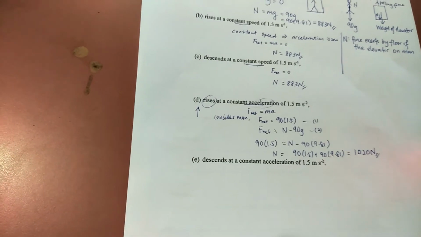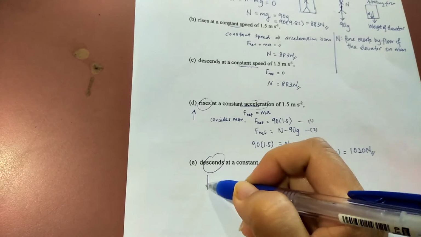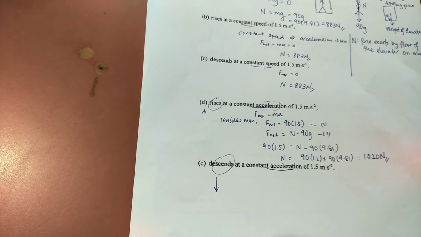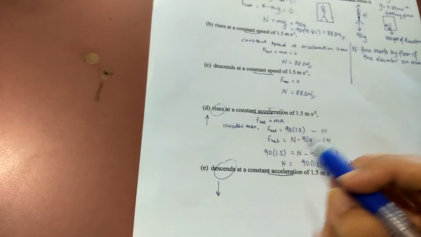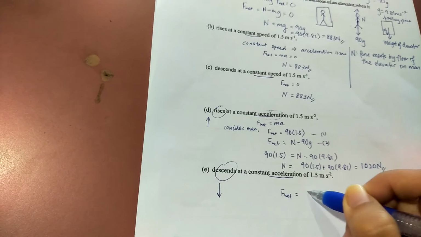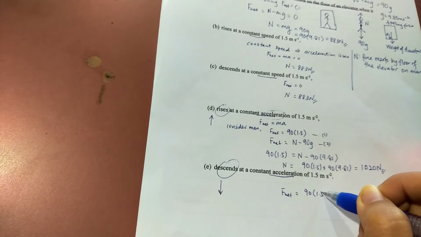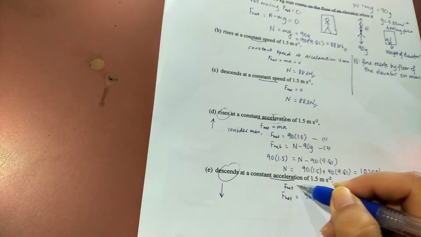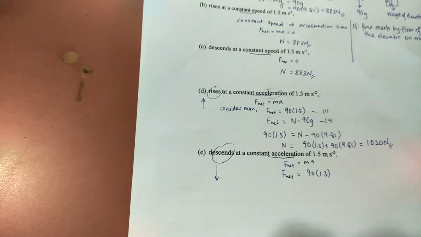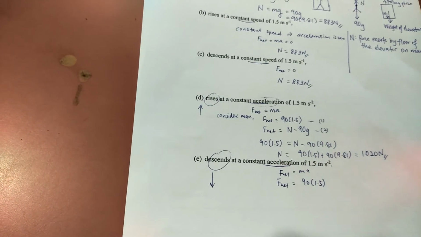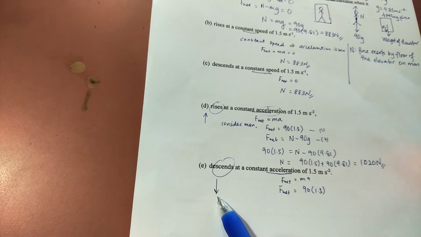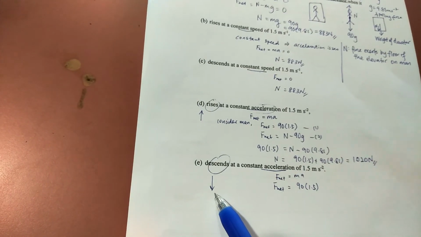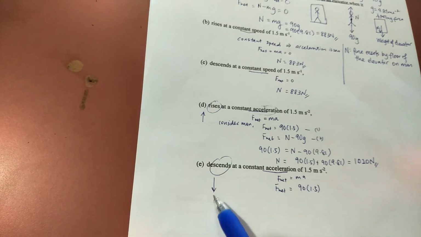In part E, you're told that the lift is going down. Okay, so now the downward force should be larger. There's an acceleration of 1.5 meter per second squared. So like part D, we will have F net. So I should write the equation first. F net is equals to ma. M is 90. Acceleration is 1.5, but it's going downwards. Okay, so I need not put a negative sign here. I just need to indicate that it's going downward. That is good enough. So the resultant force is downward.